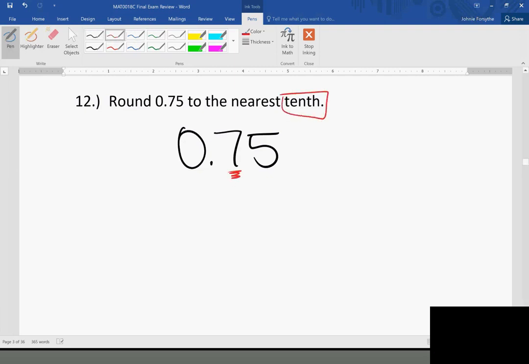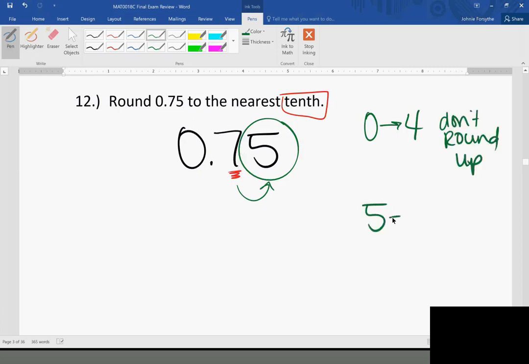That's the tenths place. So in order to round this, we must look at the number to the right. If this number in green was 0 through 4, we would stay the same. So the tenths digit, the number 7, would stay the same. If it was 5 through 9, we're going to round up.